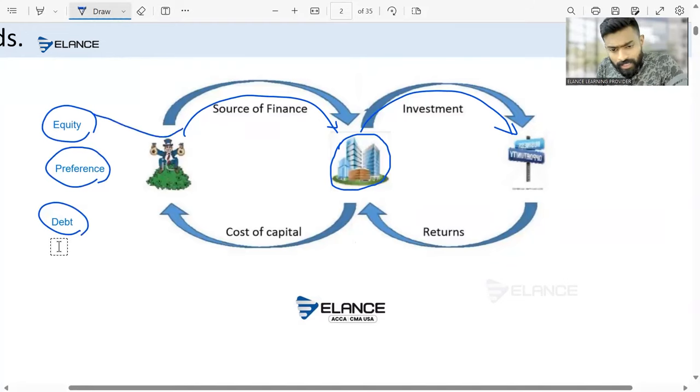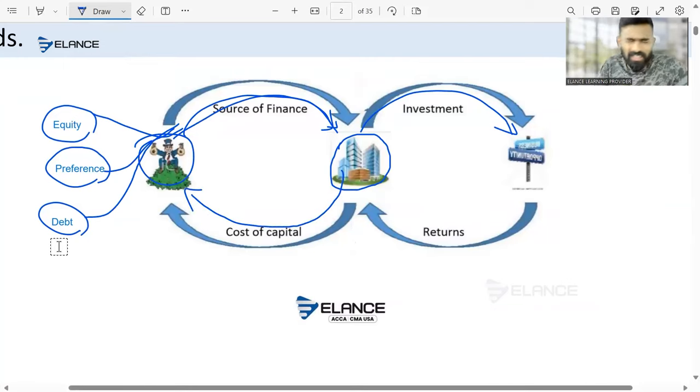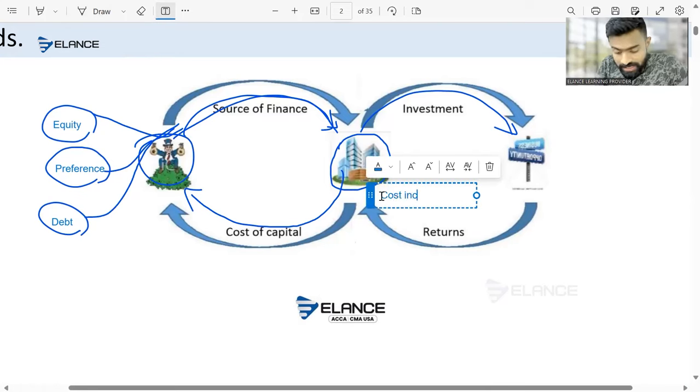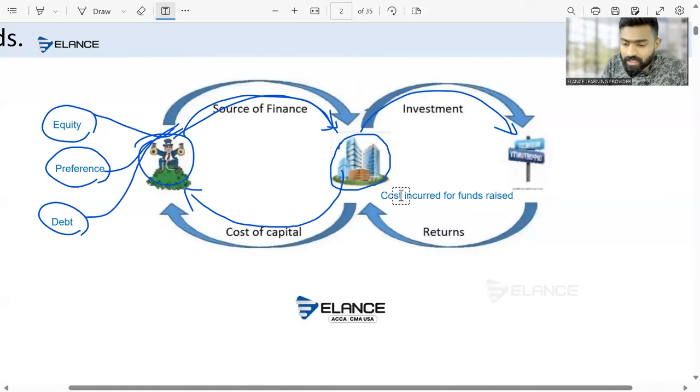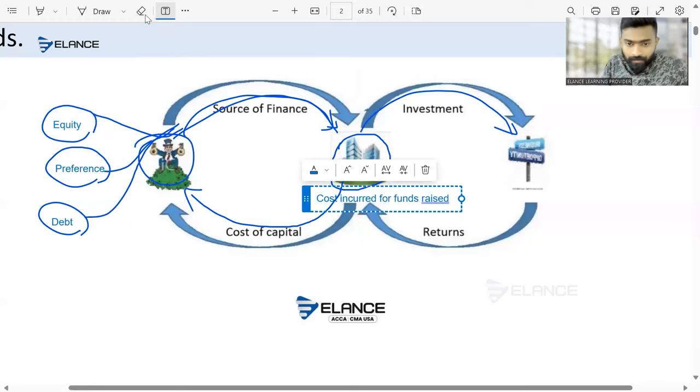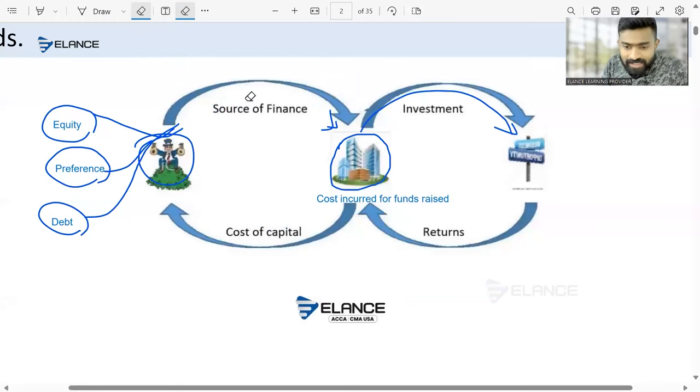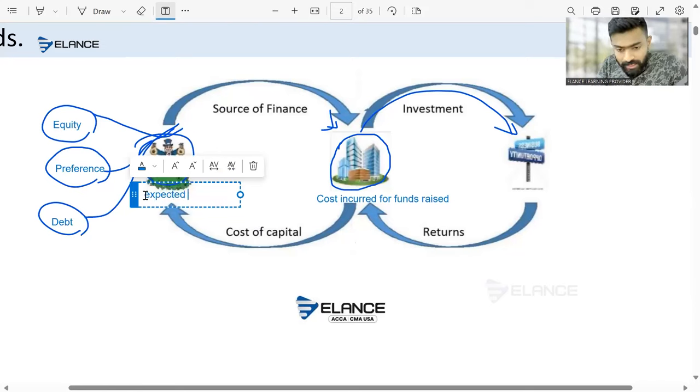So the investors provide funds to the company. The organization has to give them some returns, like to the equity investors, preference holders, and debt holders. So cost of capital for the company is the cost incurred for the funds raised. For whom? For the company. But in most cases, the tricky examiner doesn't say it is the cost. See, from the viewpoint of the investors, it is their expected rate of return.